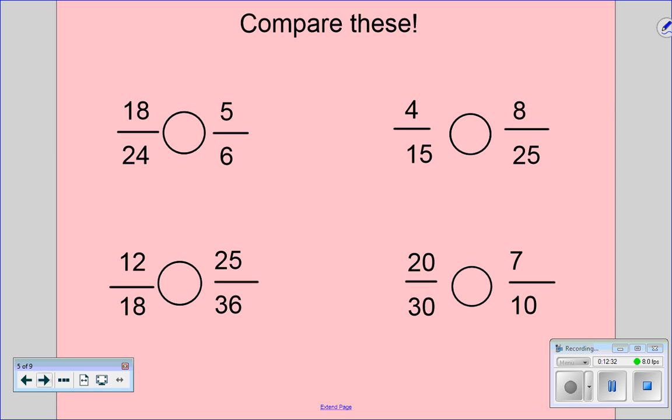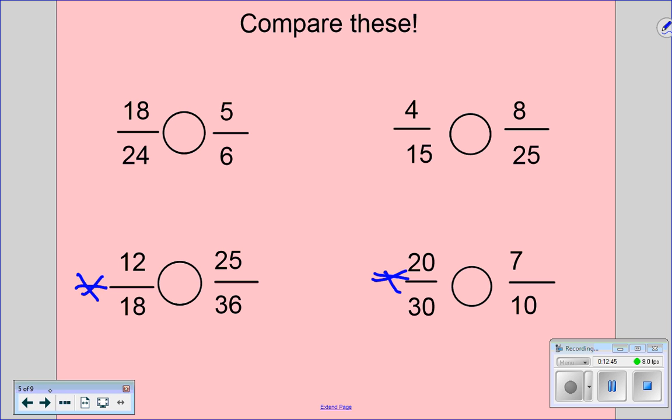Okay, let's compare these. Let's talk about these. Let's just do a few. Let's just do this one, and let's do this one. We're only going to do those two. Let's compare those two. We can do it together. That's fine with me.